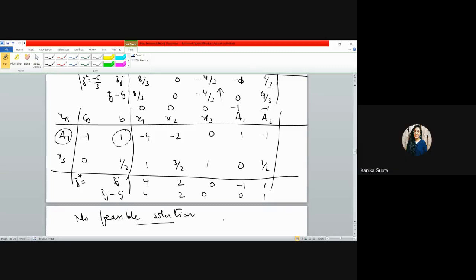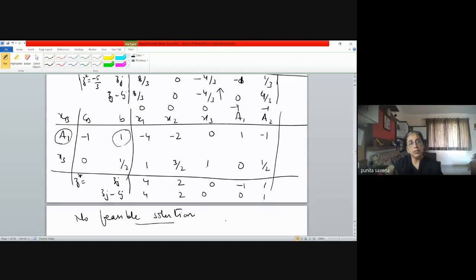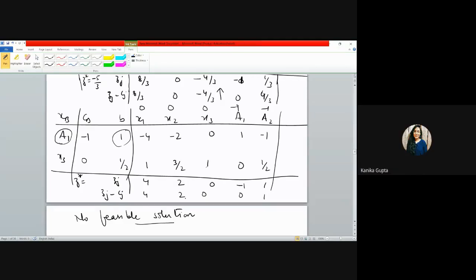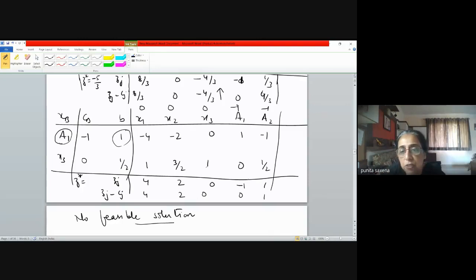Zj minus Cj for A2 will be 2. Yeah, that's what I have written. Zj minus Cj for A2 will be 2. That's right.